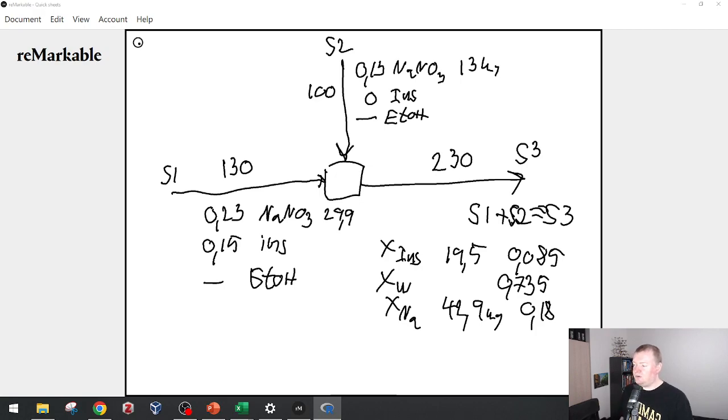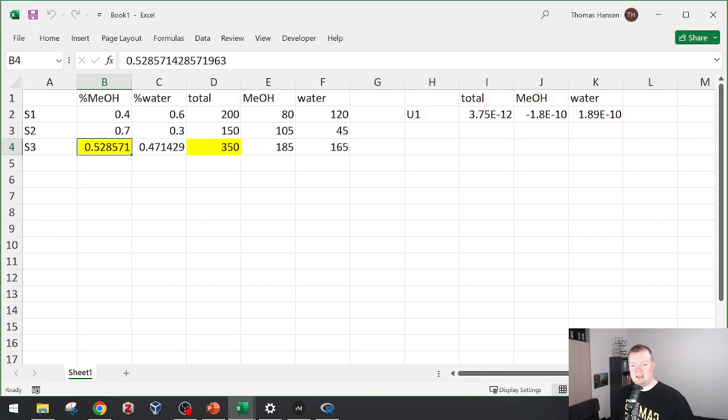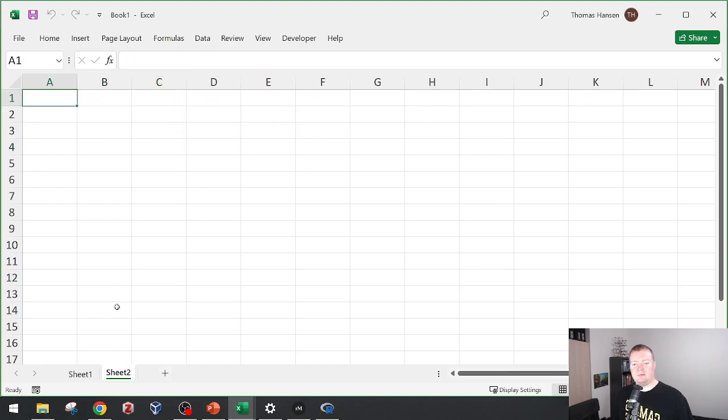So that's basically how you would solve it by hand. Now onto our favorite tool in the engineering box. We need to solve it in Excel as well. I'm gonna fire up a new sheet.